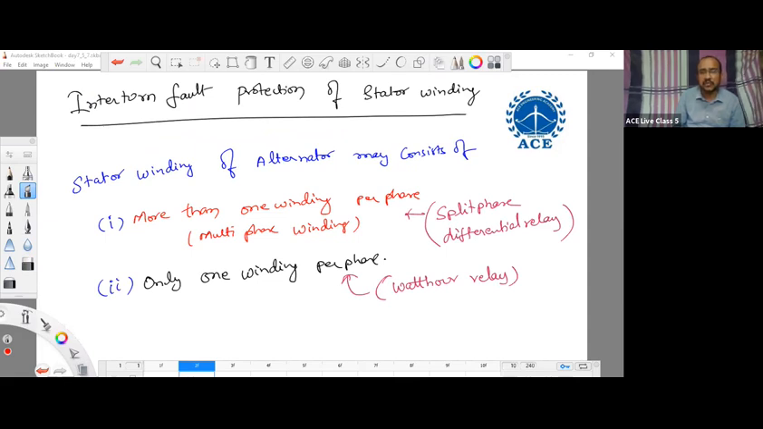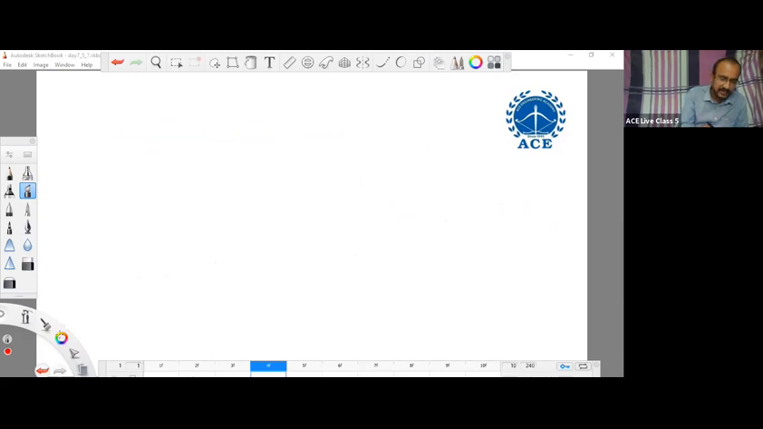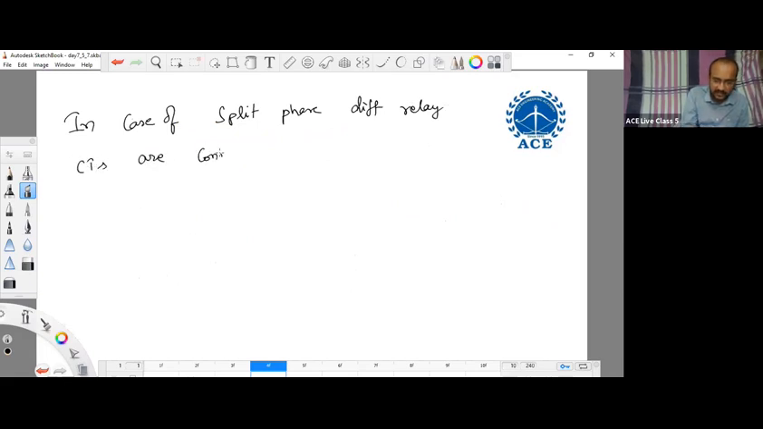If the stator consists of only one winding per phase, we'll be using a watt-hour relay. Understood my point here? This is the split phase differential relay construction. In a split phase differential relay, the CTs are connected in differential mode.